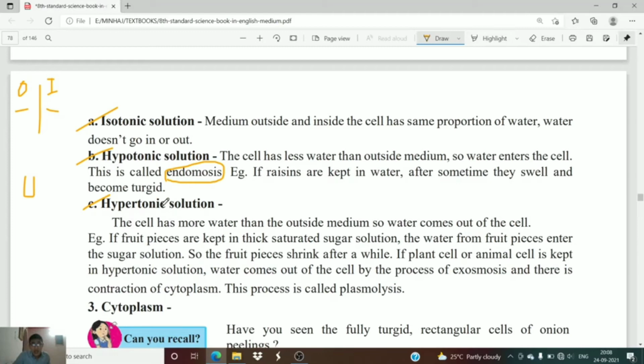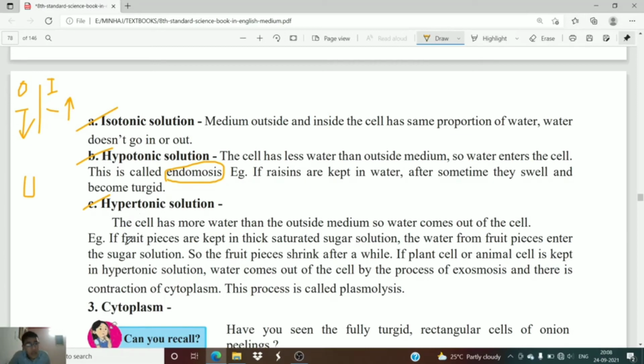Next is hypertonic. Remember the word properly. A lot of times students get confused between these two terms, hypotonic and hypertonic. There is some difference between them. Now what is a hypertonic solution? The cell has more water than the outside medium, so water comes out of the cell. In the inside medium we will find more water, and in the outside medium the water is going to be less. So the water from the inside medium will flow outside of the cell, and such a solution is called a hypertonic solution.